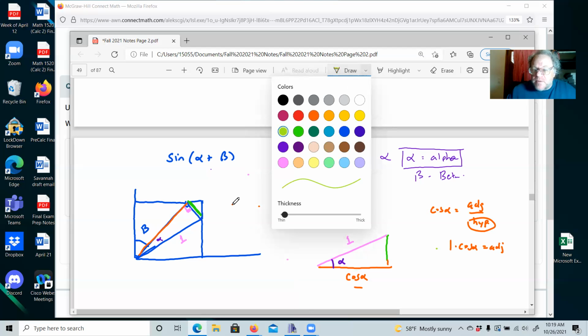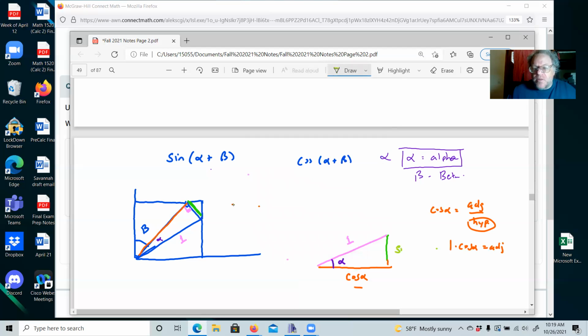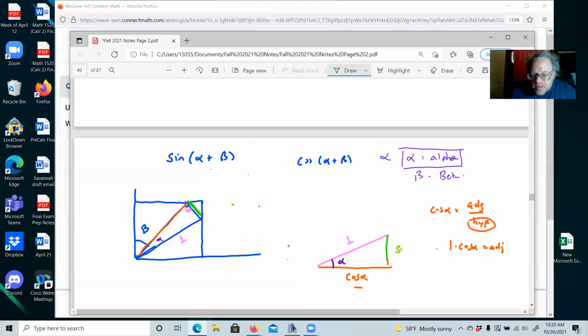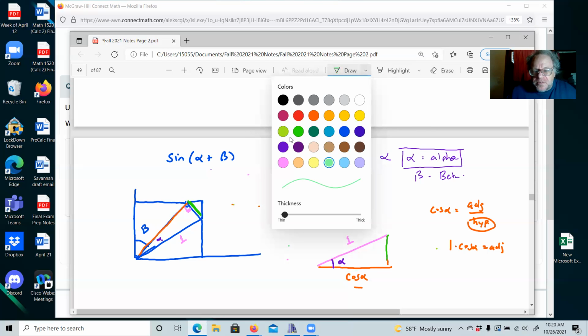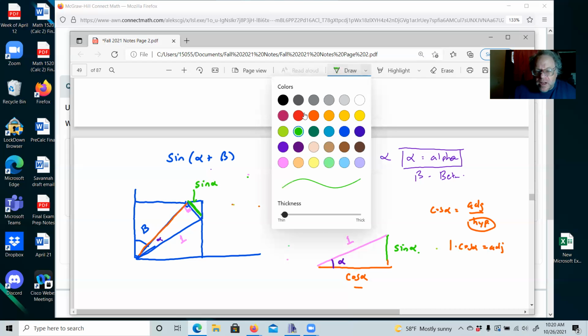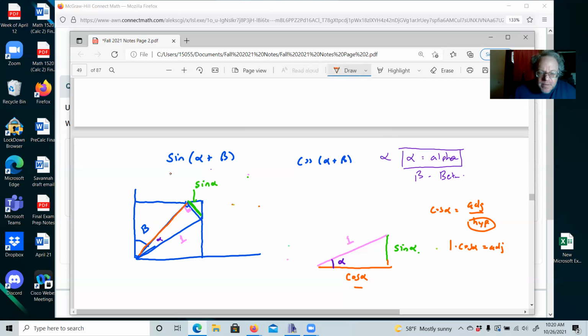And by the same argument, we're going to have ourselves a sine. Oh, that's not the right green. Is it this one? I can't see that, I'm sorry. I thought I was going to be more clever than I was. This one. So this right here is sine alpha. This guy here is sine of alpha, and this bit over here is cosine of alpha.